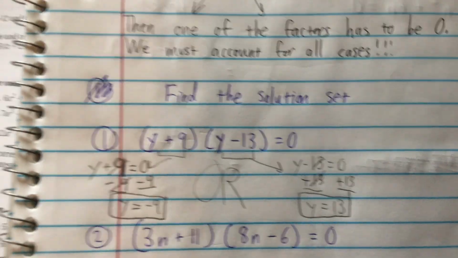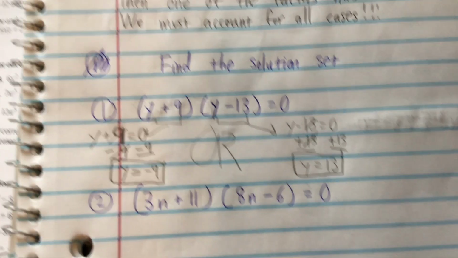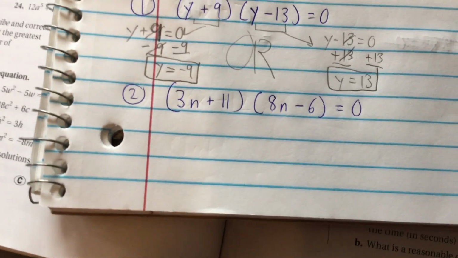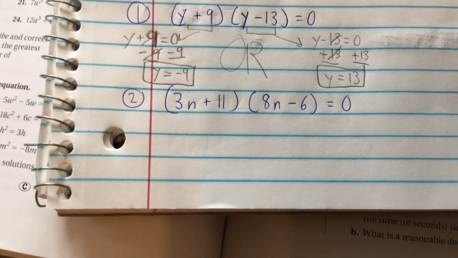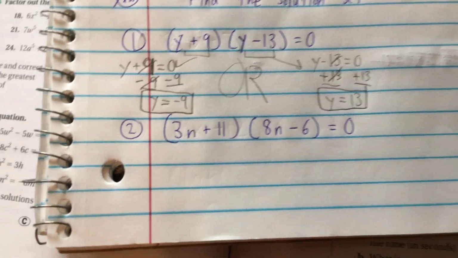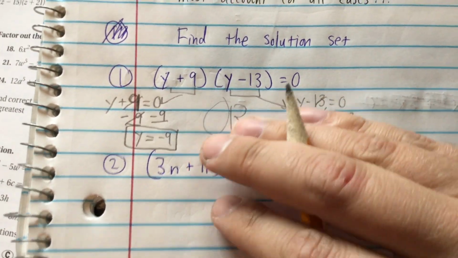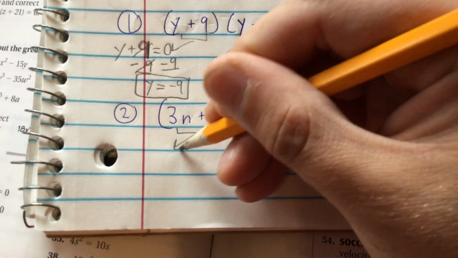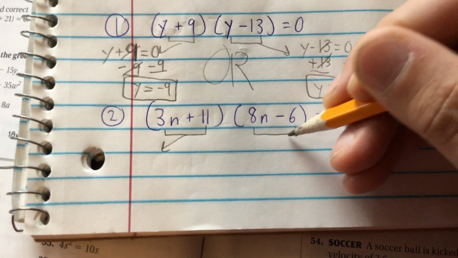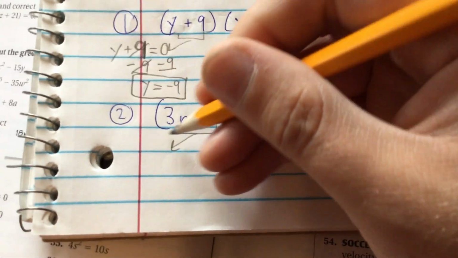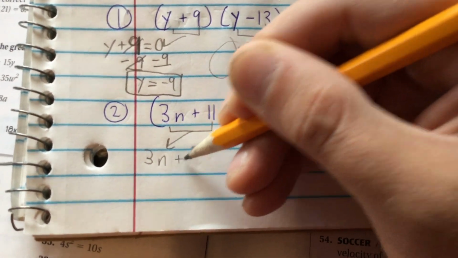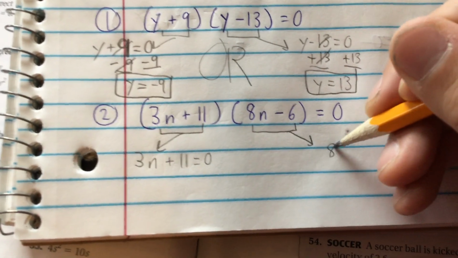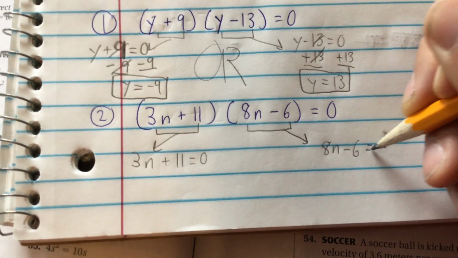Well, that was easy. I love it when there's no coefficient in front of y. But I'm not always going to be a nice guy. So for example, I did this problem intentionally: 3n plus 11 times 8n minus 6 equals 0. Using the zero product principle, I know that these two can be factored out. So I got 3n plus 11 equals 0, or 8n minus 6 equals 0.